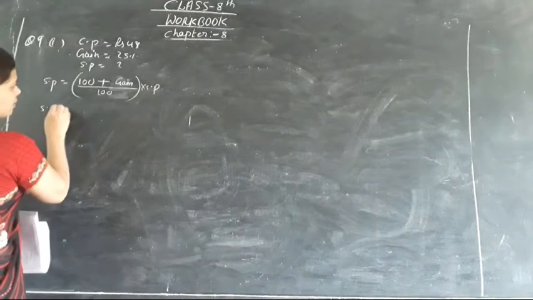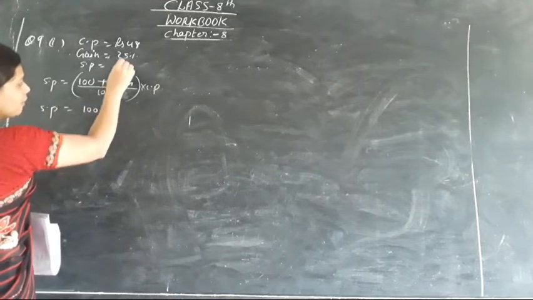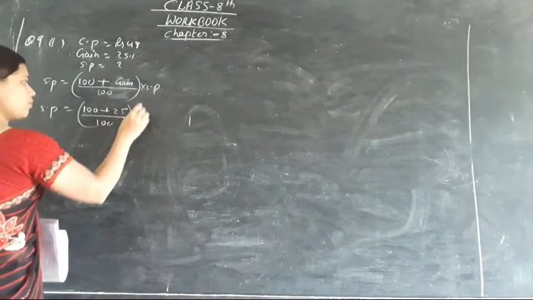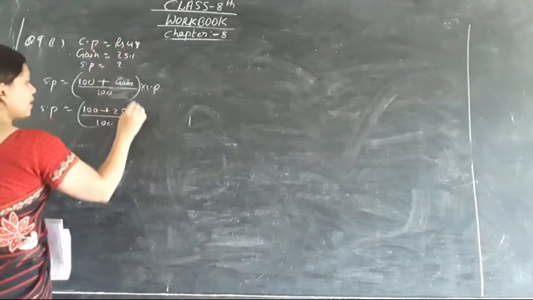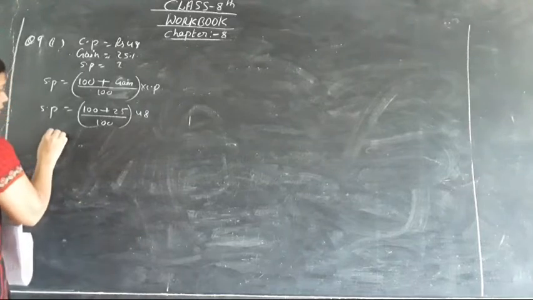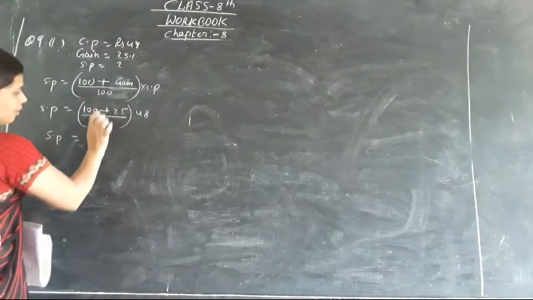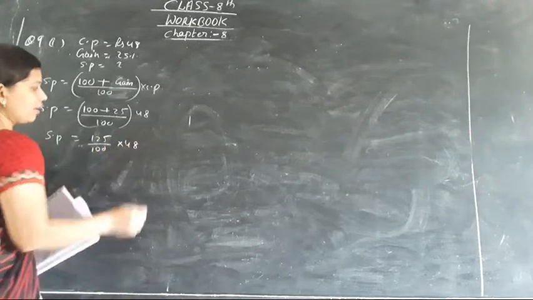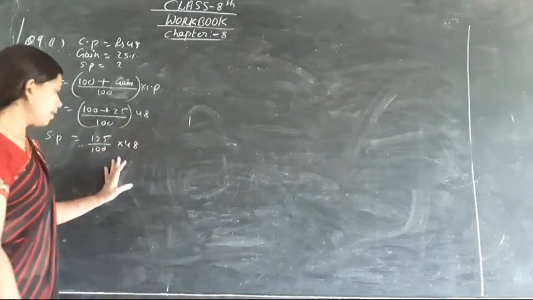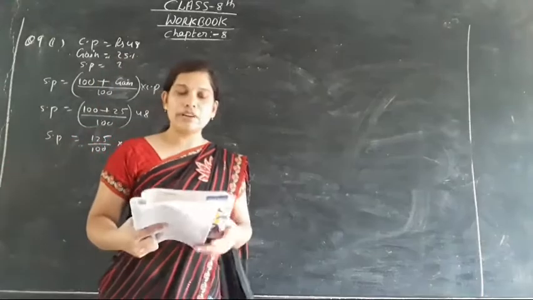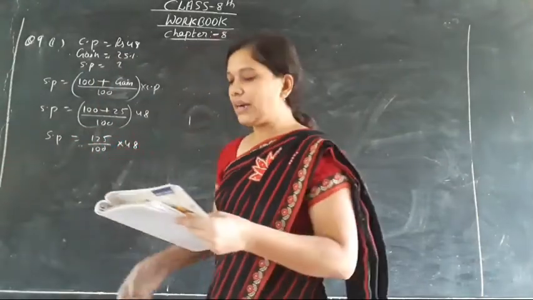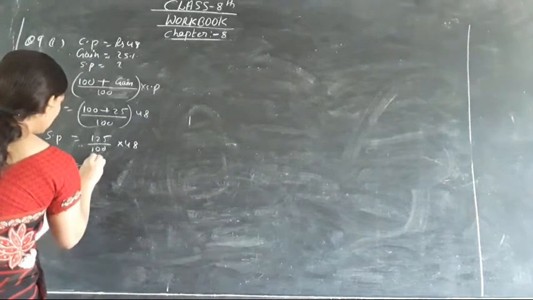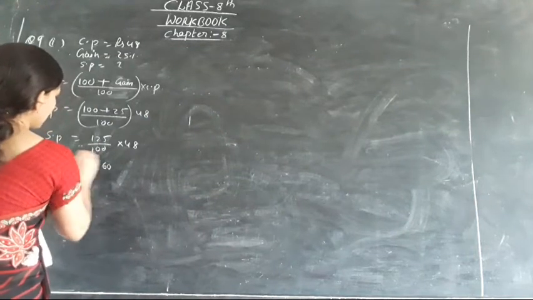So selling price is equals to 100 plus, what is the gain percent we are having? 25 upon 100 into, what is cost price we are having? Cost price we are having 48. While solving this, SP is equals to 125 upon 100 into 48. Okay, so while solving 125 into 48 divided by 100, you will get the required answer, so selling price is equals to rupees 60. So this is the answer.